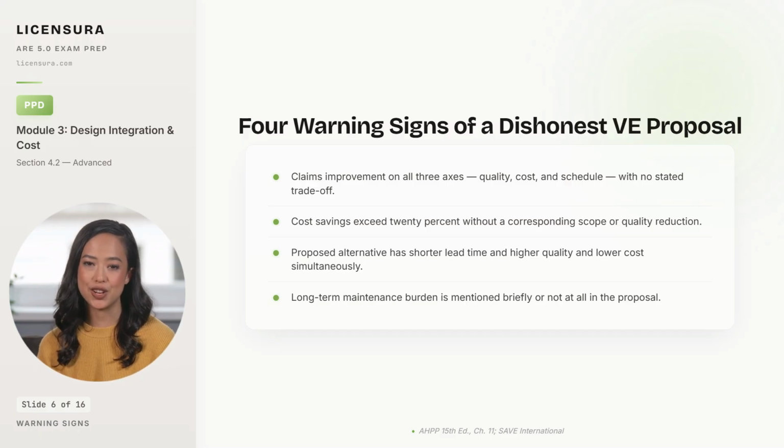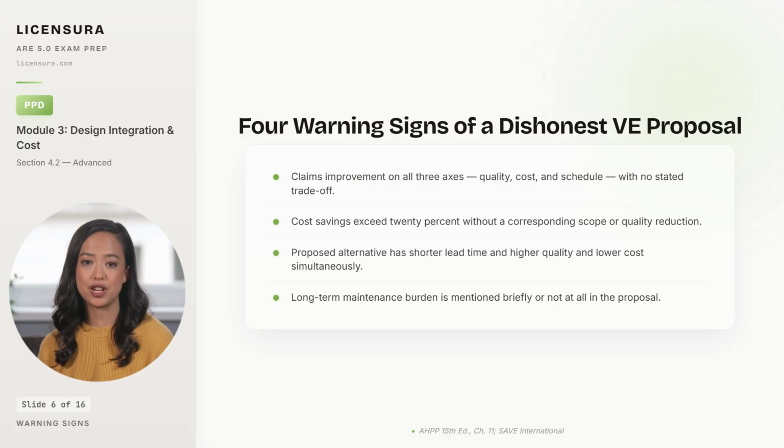cost the analysis ignored. Second, if cost savings exceed roughly 20% without a corresponding scope or quality reduction, the math is suspect. Genuine VE rarely produces savings that large without giving up something meaningful, and an unexamined 20% savings claim is the kind of thing that produces a claim 3 years into operations. Third, when the proposed alternative has shorter lead time, higher quality, and lower costs simultaneously, ask what is being deferred. Frequently, the answer is maintenance cost or replacement cycle, both of which surface after the architect's involvement has ended.